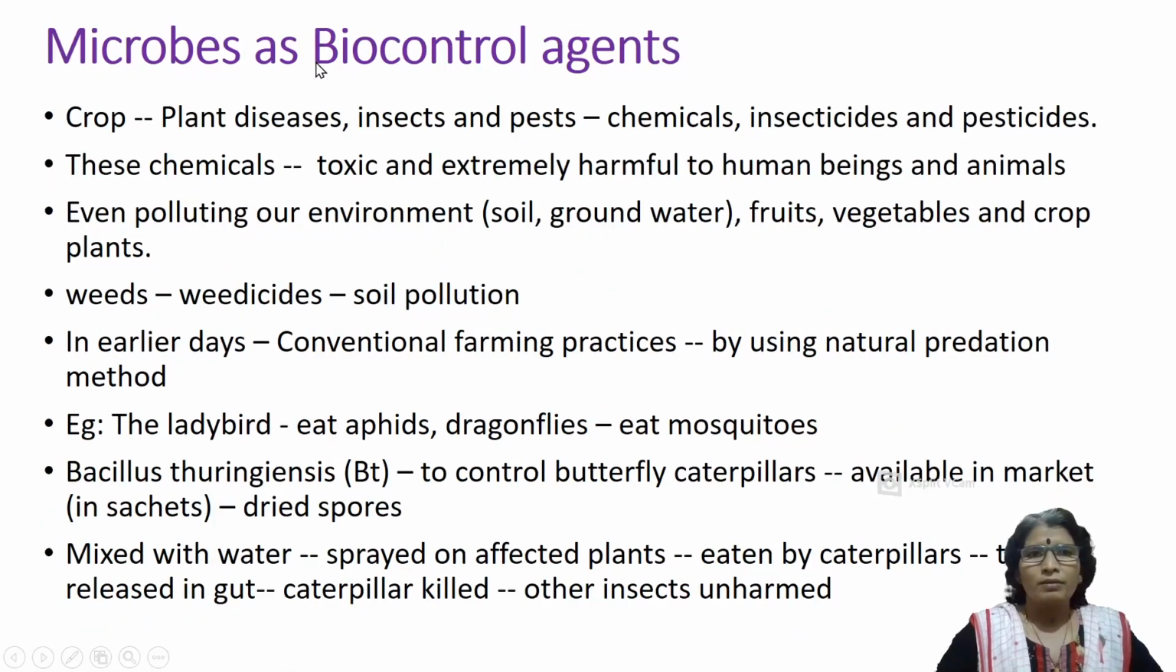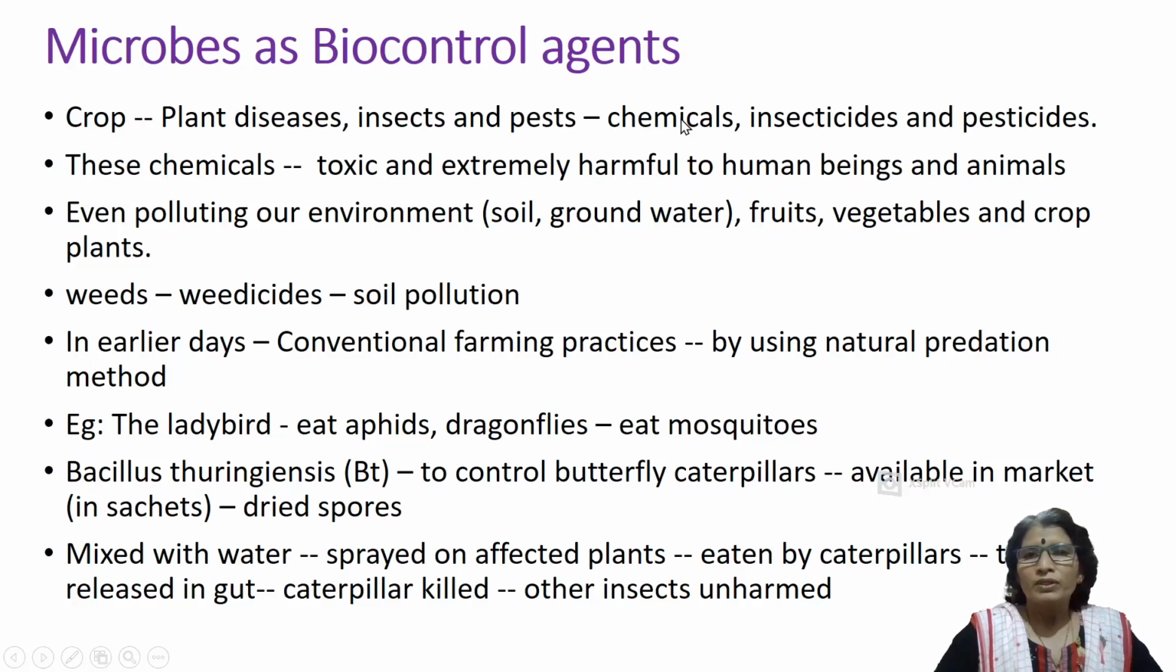Microbes as biocontrol agents. That means by using microorganisms, we can kill different organisms which are attacking the crop. Sometimes crops are attacked by plant diseases, insects and pests. To stop these plant diseases and to kill insects and pests, we have to apply chemicals, insecticides and pesticides. Insecticides kill insects and pesticides kill pests. These chemicals have toxic substances which are extremely harmful to human beings and animals.